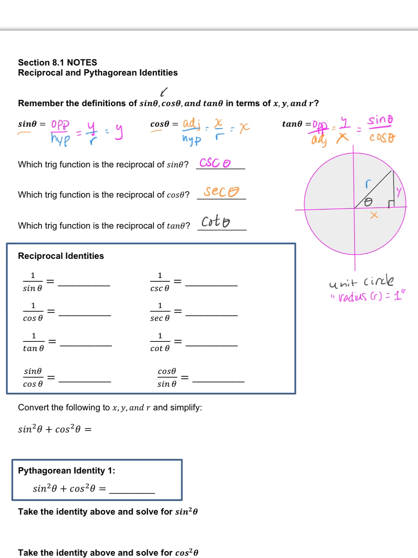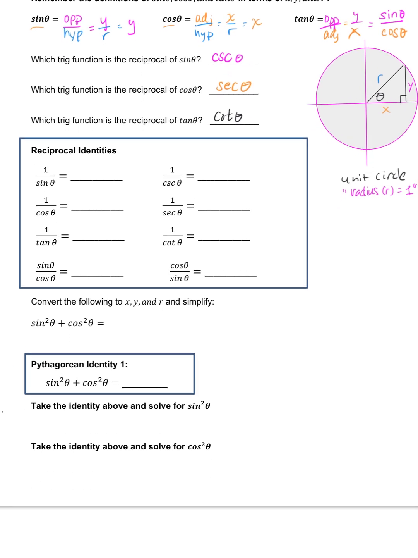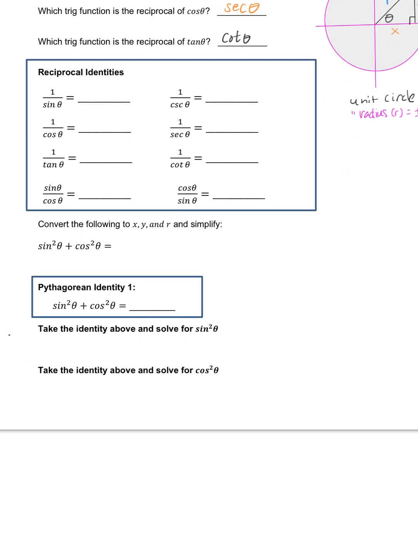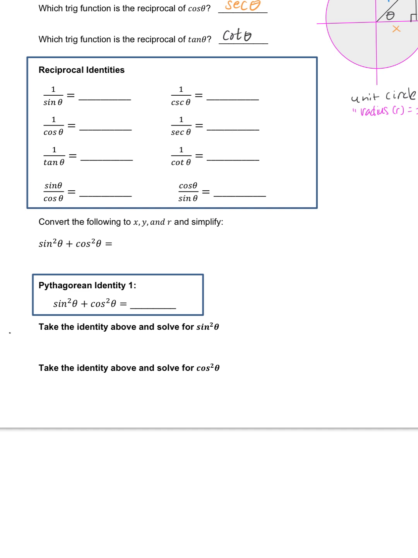So now we're going to look at these identities, and we're going to put them in this little box here. You must memorize these. They will not be given to you, so you have to know them. I'm just going to highlight this box so that we can show that. There we go.